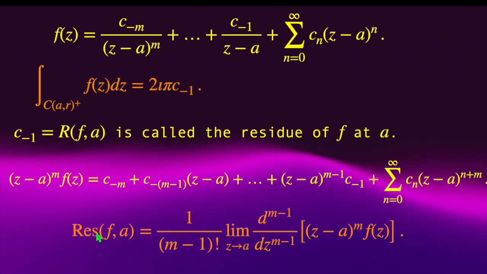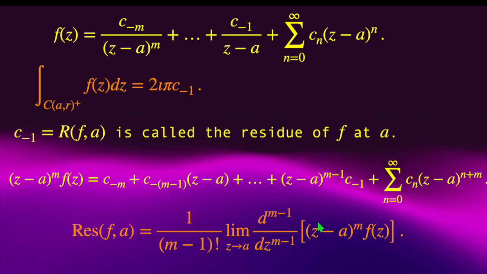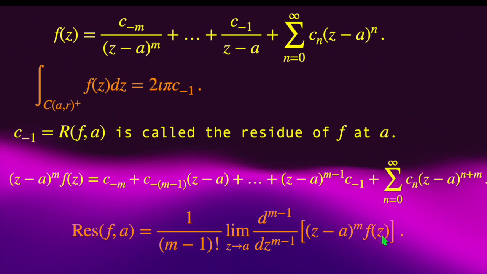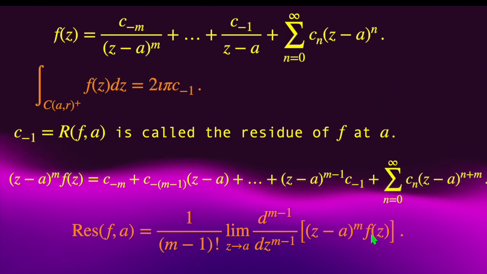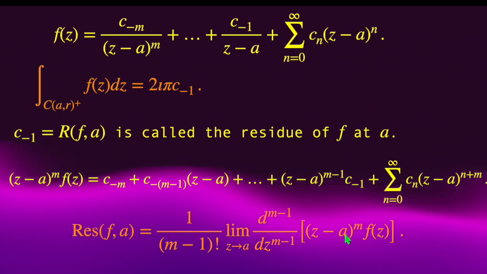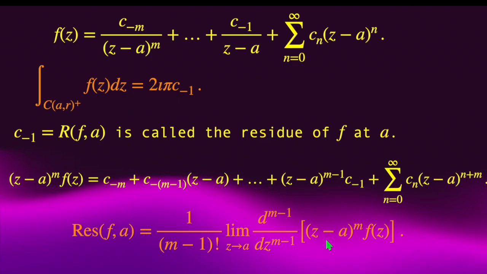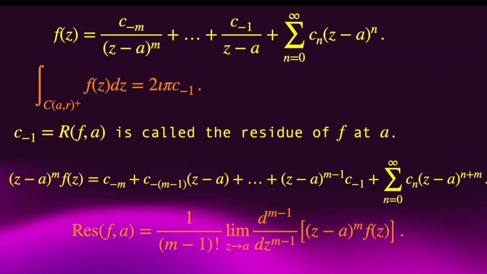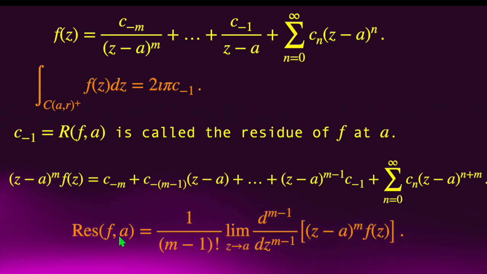So the residue of f at a is 1 over (m minus 1) factorial, times the (m minus 1)th derivative of (z minus a)^m f(z). And what is important about this formula is that we don't need the Laurent expansion of f to compute the residue of f at a.